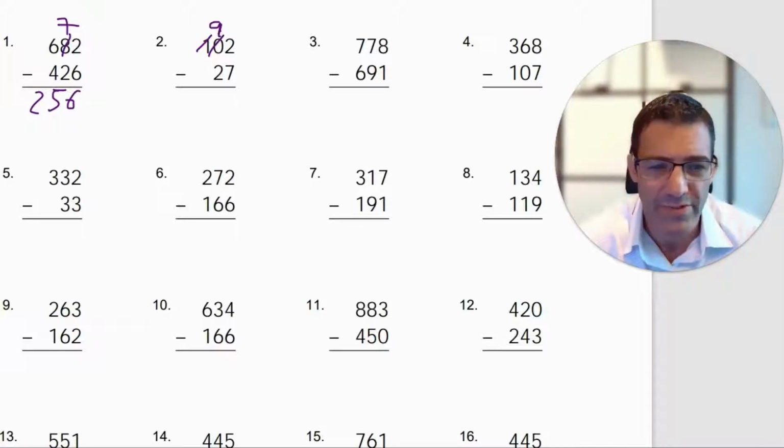And now I do 7 take away from 12. So 7 take away from 12 is a 5. 2 take away from 9 is a 7. And I'm pretty happy about my answer. Okay. Oof, that was a tough one because there's a double borrow there.